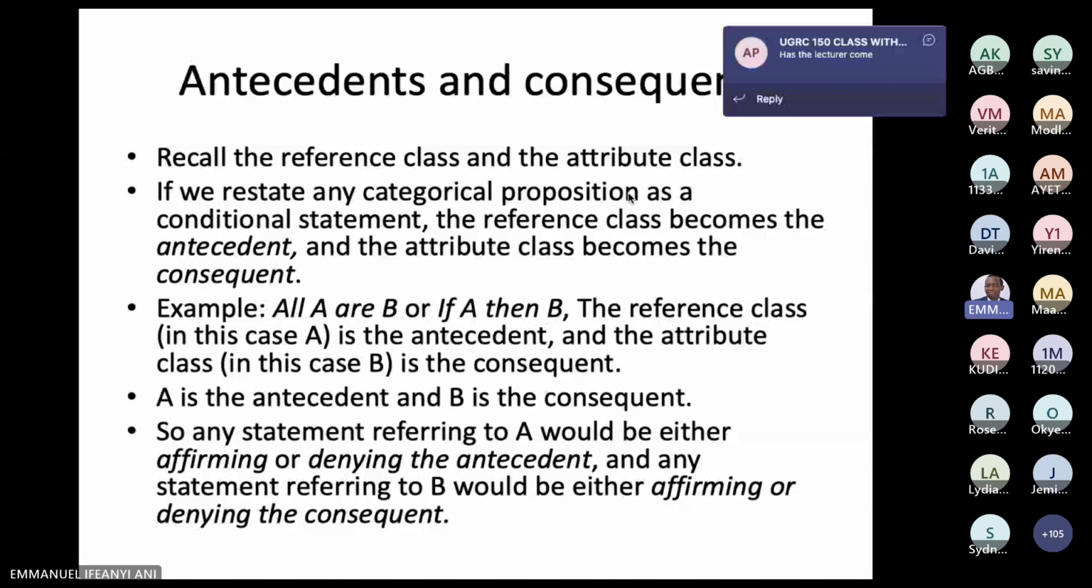Any statement referring to A will be either affirming or denying the antecedent. And any statement referring to B will be either affirming or denying the consequent. Let's see examples. X is an A, affirms the antecedent. X is not an A, denies the antecedent. X is a B, affirms the consequent. X is not a B, denies the consequent.